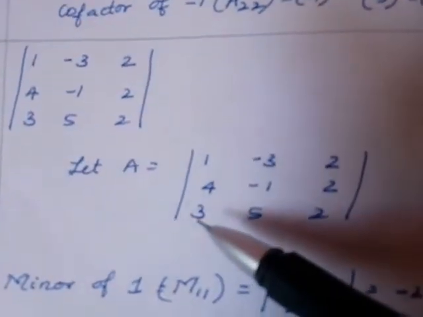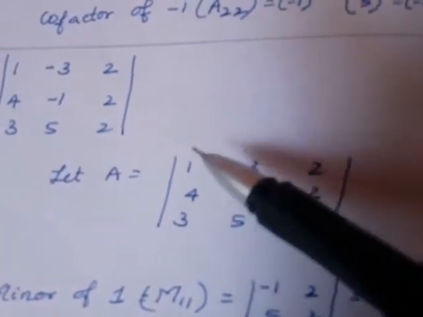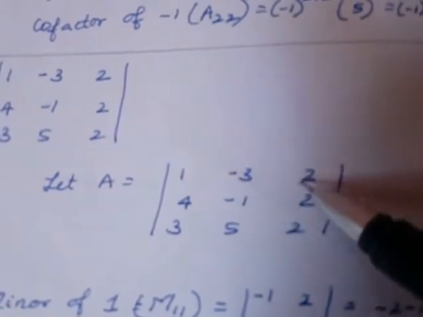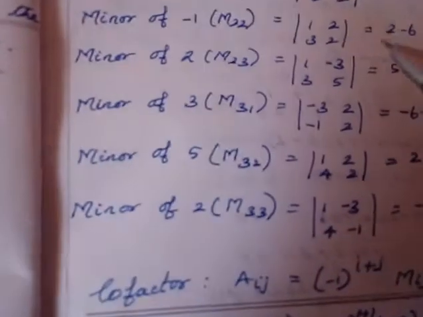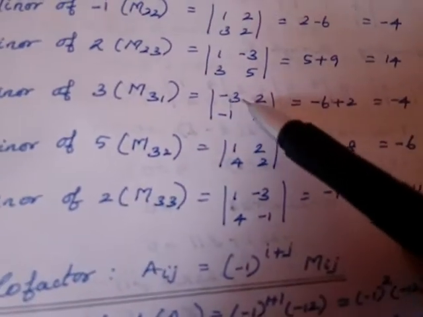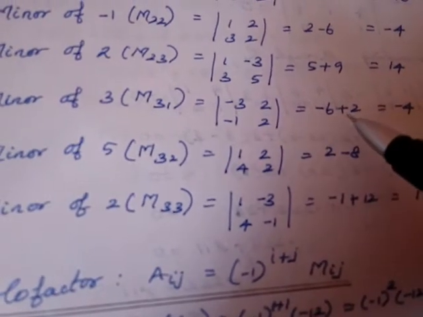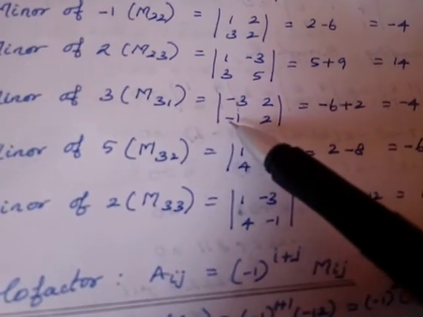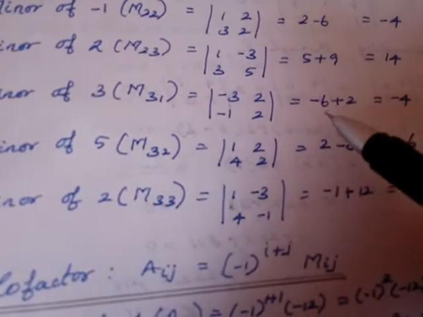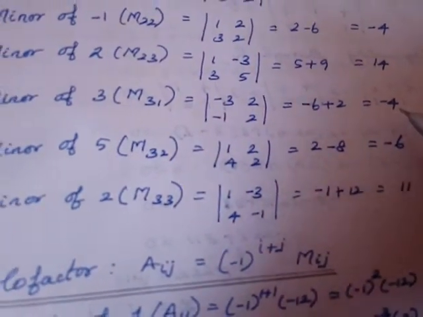3. I have taken 3. Leave off this row and column, remaining minus 3 2 minus 1 2. 3 2s are minus 6. Already one minus will be there. Minus into minus plus 1 2 is 2. Minus 6 plus 2 is minus 4.